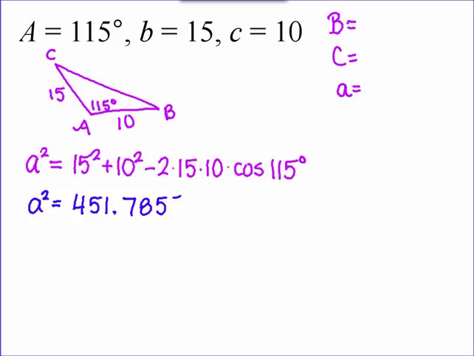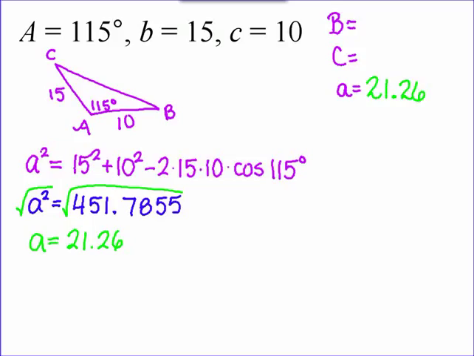451.7855. Now once again, we just want to use the number in the memory of our calculator, but this is just to let us know kind of how to do that. And how do you solve for A then? Square root that. Okay, so I'm going to take the square root of both sides, and A comes out to be what? 21.26. So A up here is 21.26.